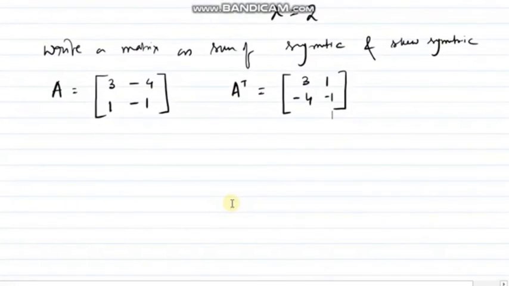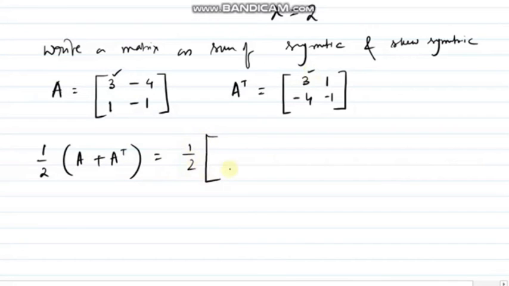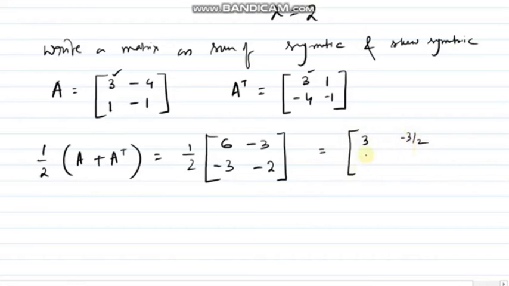Now calculate two matrices. Half of A plus A transpose: just check, 3 plus 3, 6. So I'm just going to keep it like this, 3 plus 3, 6, minus 3. This will be again minus 3. This will be minus 2. Hence the matrix will be 3, minus 3 by 2, minus 3 by 2, minus 1.